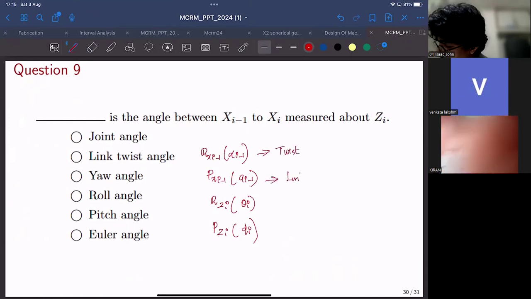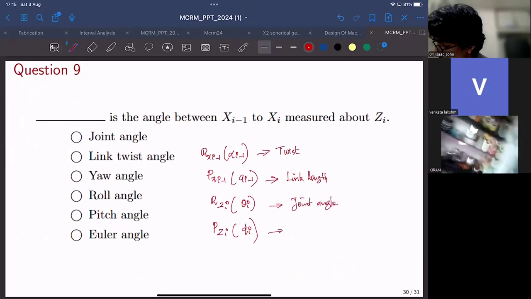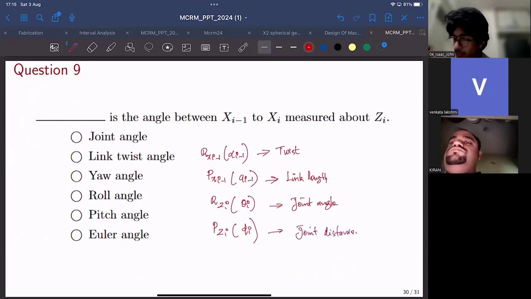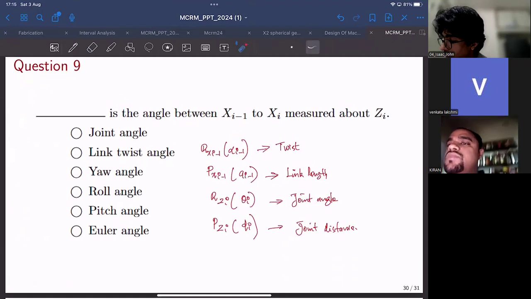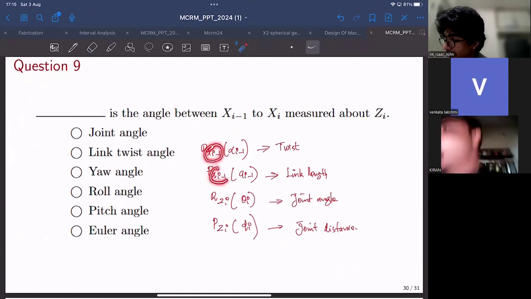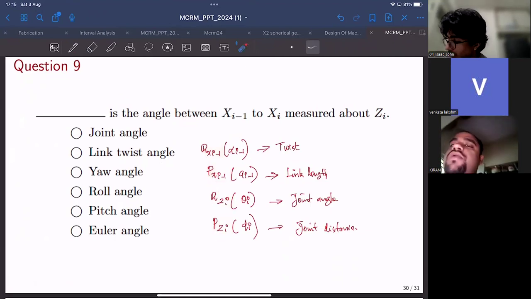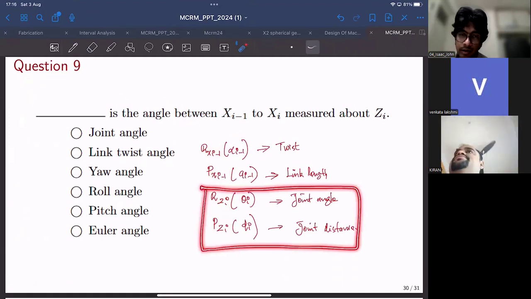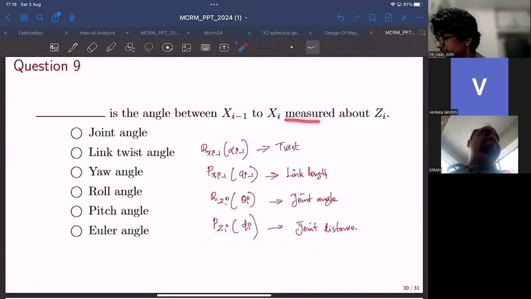This is link length. This is joint angle. And this is joint distance. Right? And the first two transformations, if you can see the suffixes, are about xi minus 1, and the second two transformations are about zi. So our answer essentially lies in either this third or the fourth answer, because it's something that is measured about zi, right?